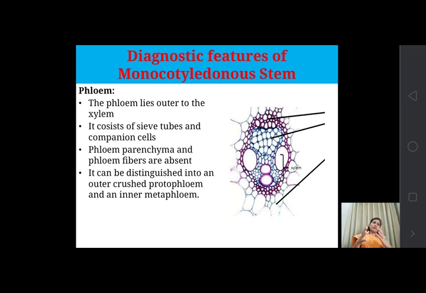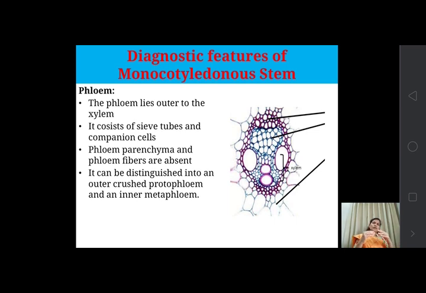As you can see, only the cortex region is differentiated into hypodermis and ground tissue. So it has no distinct endodermis and pericycle in these regions, and the epidermis also contains the stomata and guard cells. Then the scattered vascular bundles are present, which show a covering of sclerenchymatous bundle sheath.